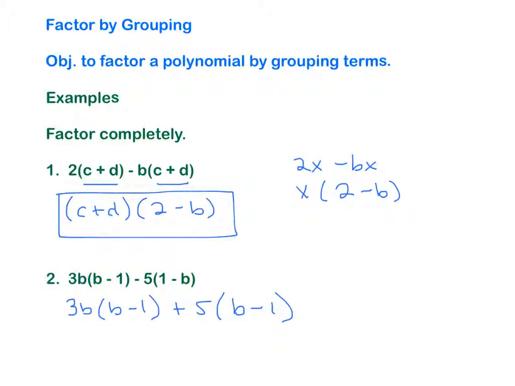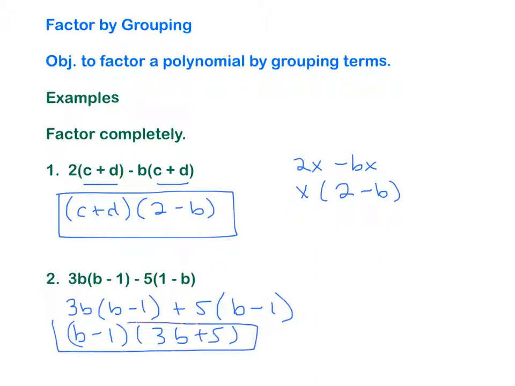Okay. If I distribute this 5, I get 5b and negative 5. Where here I'm going to get negative 5 and positive 5b. So it's equivalent. And now I can follow the same steps that I followed in the last problem. And I come up with this as my factored form. Okay, so this is just kind of leading us into what we're going to do with the factor by grouping.